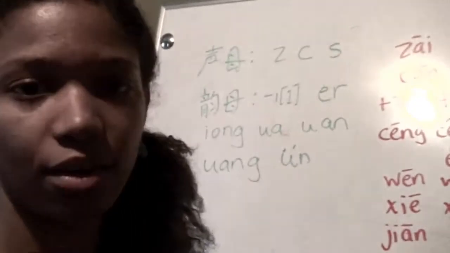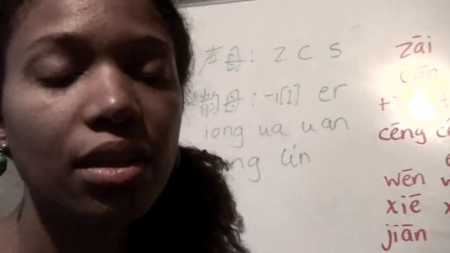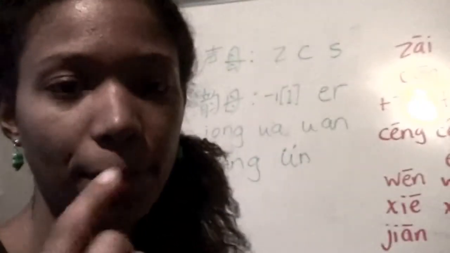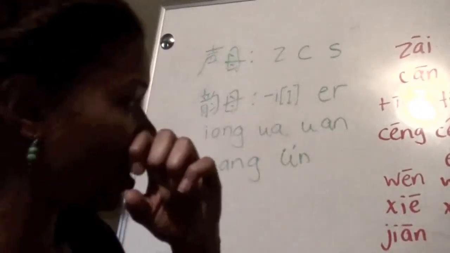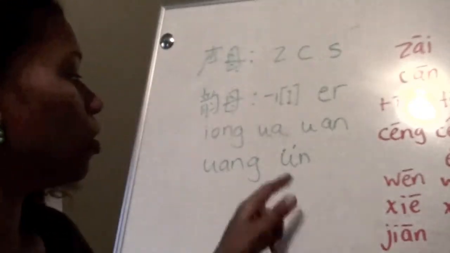So again, round mouth. Yun, yun. Okay? The two dots above the U mean to make your mouth more round. I'm not really sure how else to explain that, but just keep trying. Yun, yun.